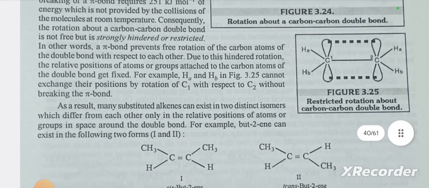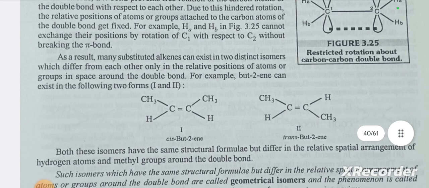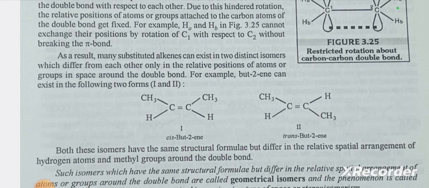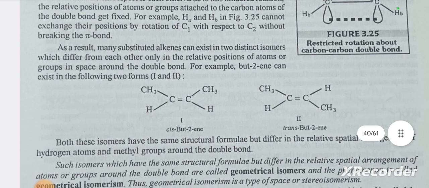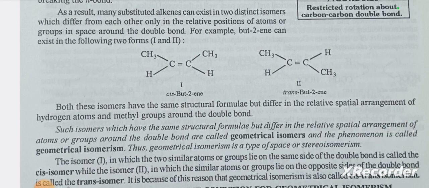Consequently, the rotation about a carbon-carbon double bond is not free, but is strongly hindered or restricted. In other words, a pi bond prevents free rotation of the carbon atoms of the double bond with respect to each other. Due to this hindered rotation, the relative positions of atoms or groups attached to the carbon atoms of the double bond get fixed. For example, HA and HB can't exchange their positions by rotation of C1 with respect to C2 without breaking the pi bond. As a result, many substituted alkenes can exist in 2 distinct isomers which differ from each other only in the relative positions of atoms or groups in the space around the double bond.